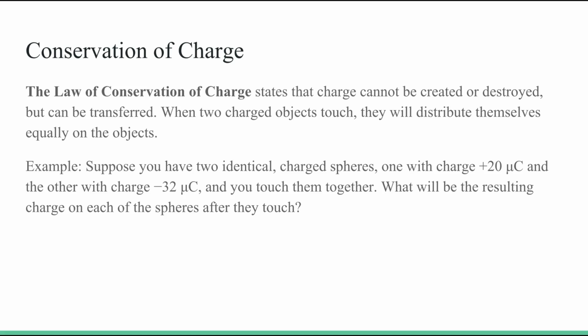So the law of conservation of charge states that charge cannot be created or destroyed, but can be transferred. When two charged objects touch, they will distribute themselves equally on the objects. So suppose you have two identical charged spheres, one with positive 20 microcoulombs. This little symbol here, it's micro, which means a millionth of a coulomb. And the other has a charge of negative 32 microcoulombs, and you touch them together. So what will be the resulting charge on each of the spheres after they touch?